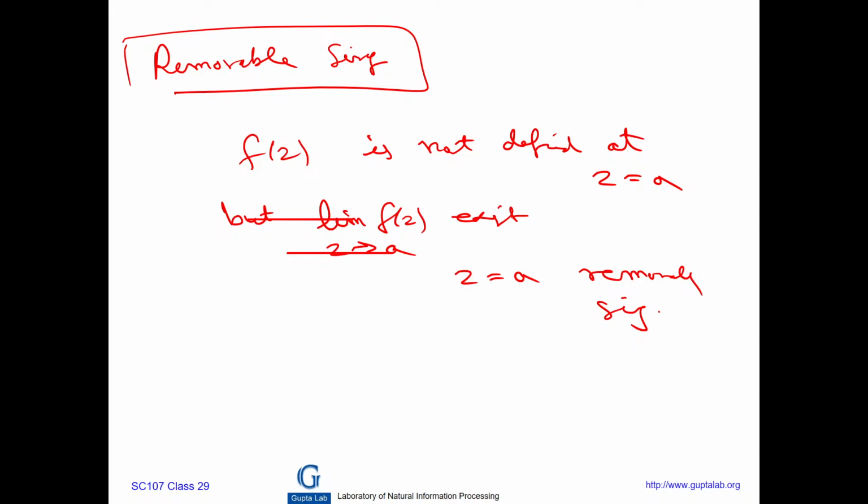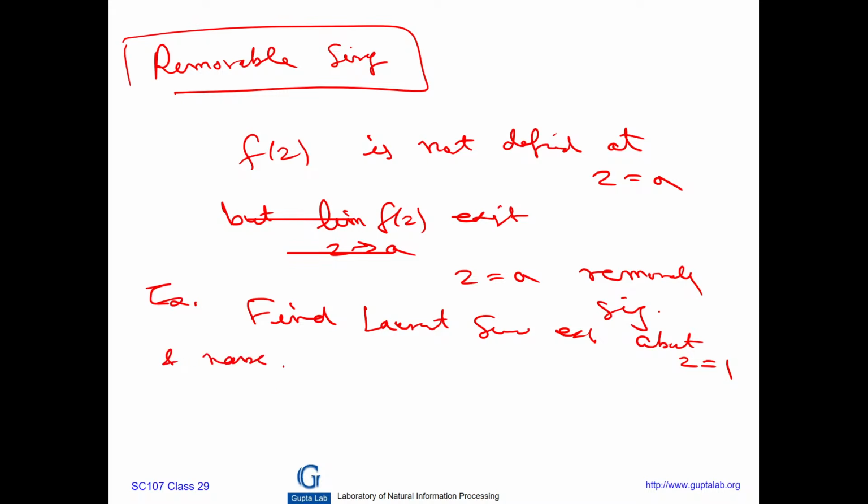So somebody may ask, example, find Laurent series expansion about z is equal to 1 and name the singularity. Function क्या है? e raised to power 2z divided by z minus 1 whole cube.